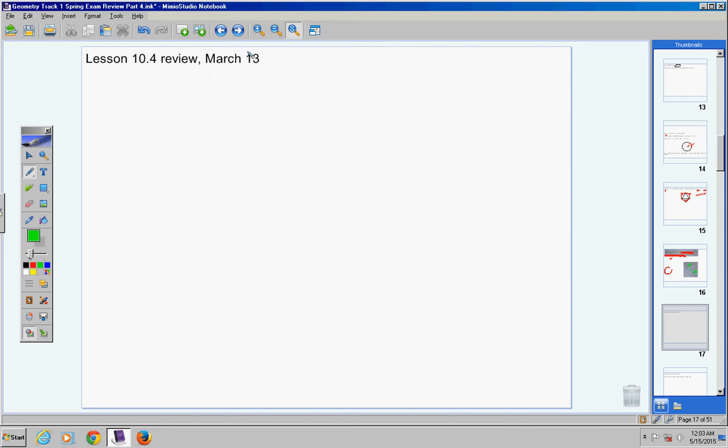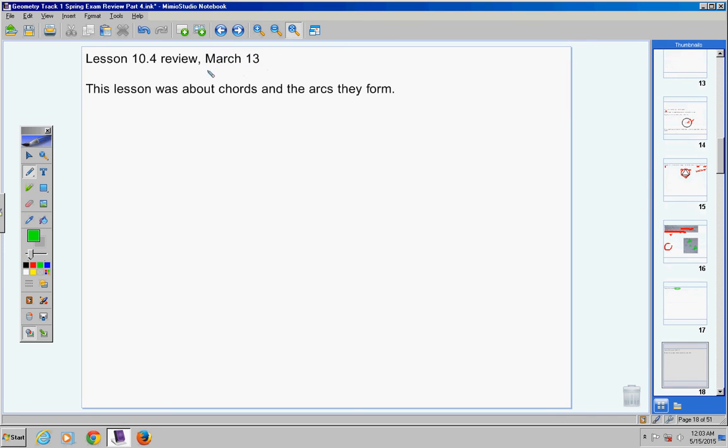If you want to look in your notes, we studied this lesson on March 13th. All right. This lesson is about chords and the arcs that they form. Now, don't get confused. We just looked at central angles that form arcs, and that's fine. But also chords will form arcs also too. If I draw a chord right here across this circle, that chord just formed an arc from there to there. So chords can also form arcs.